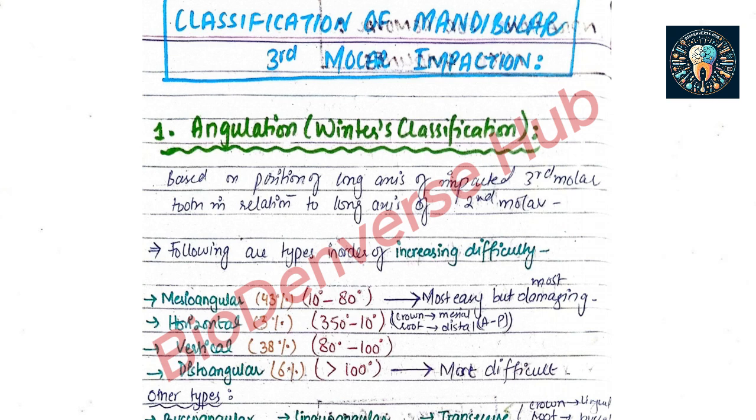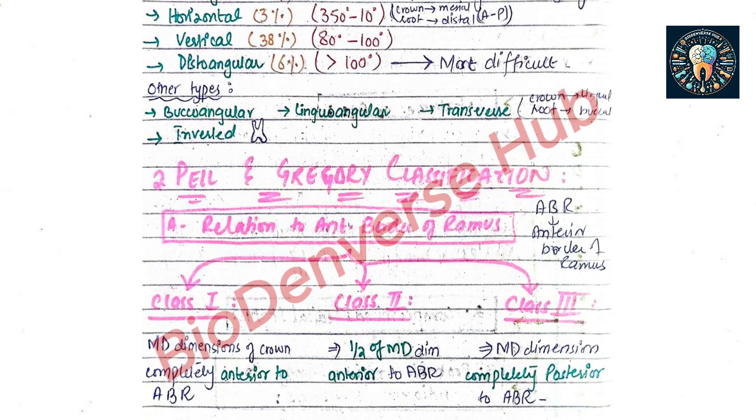We can also have other types of impaction as well. That is the buccoangular, towards the buccal aspect, linguoangular, towards the lingual aspect, and inverted. In that case, the crown is totally inverted. And the transverse one is different from the horizontal one: the crown is usually lingual and the root is usually buccal. While in the horizontal we were discussing the angulation in the anterior-posterior plane, that is the mesiodistal plane.